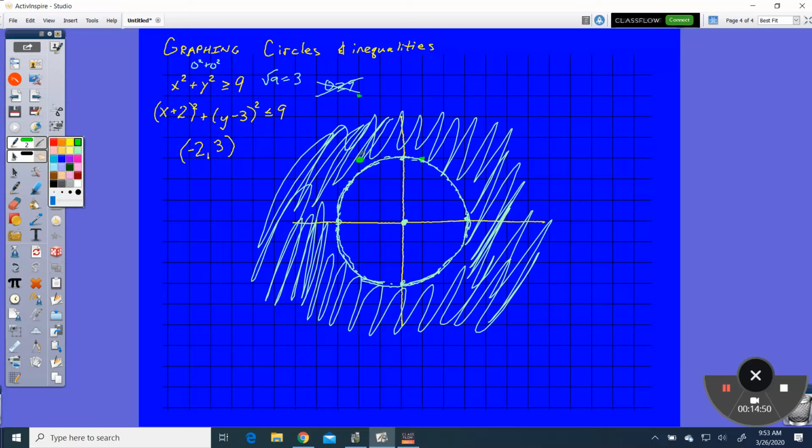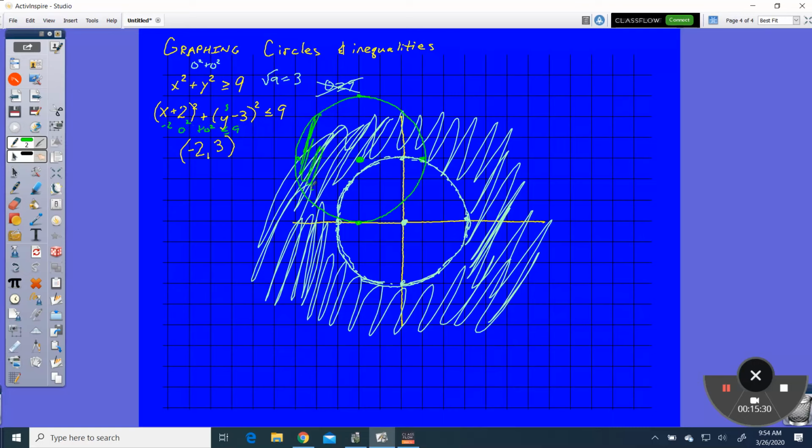So I came to negative 2, 3, up 3, right 3, down 3, 1, 2, 3. We make a circle. Now this one says it's less than. So I pick this point right here. x is -2, y is 3. If I plug those in, that makes 0 squared plus 0 squared. Is it less than 9? Yeah, 0 is smaller than 9, so I'd shade inside of here.